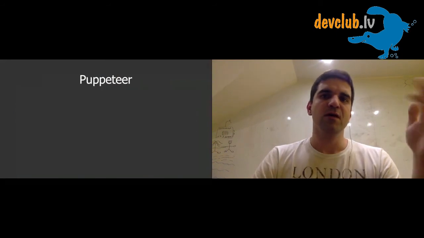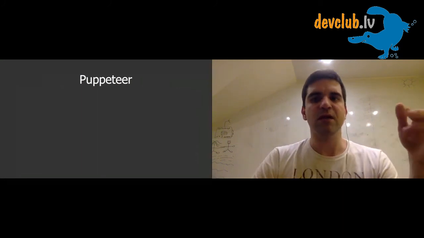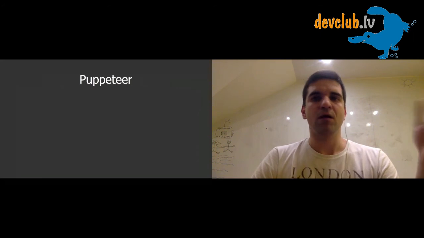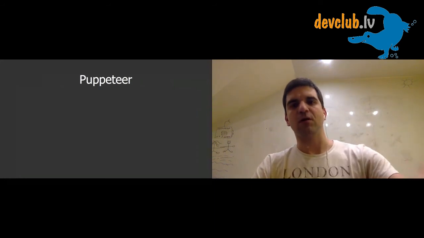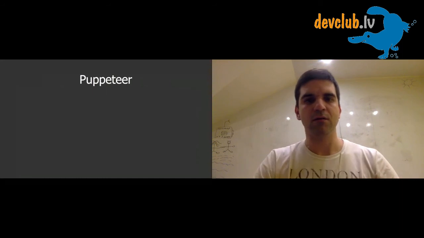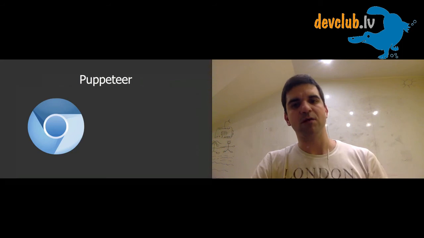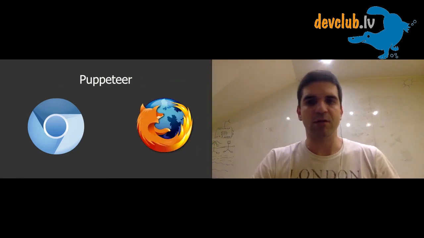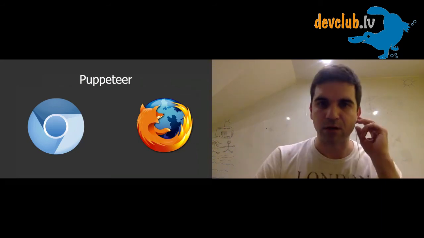So the first of these solutions is called Puppeteer. Puppeteer was created by Google, and initially it was just a Node.js library for interacting with the browser using this protocol called Chrome Developer Tools protocol. Initially, Puppeteer supported testing in the Chromium family browsers only, but right now it also has experimental support for interacting with Firefox using the same protocol.